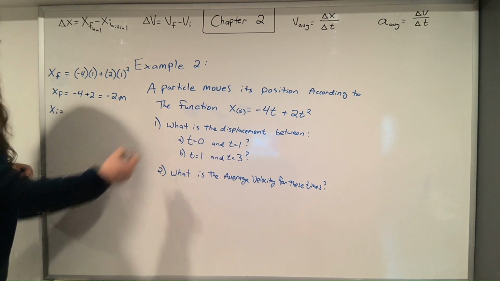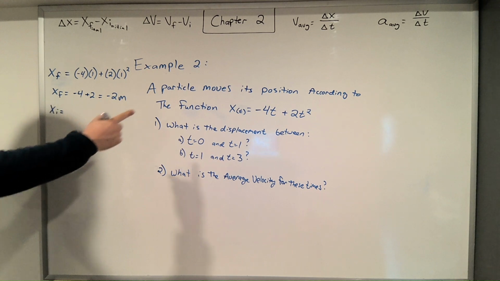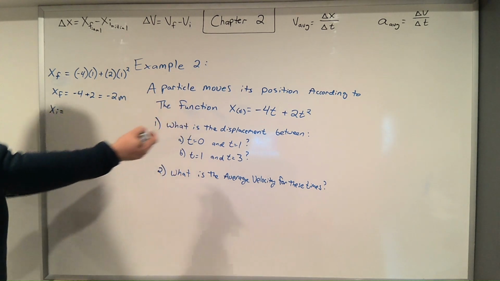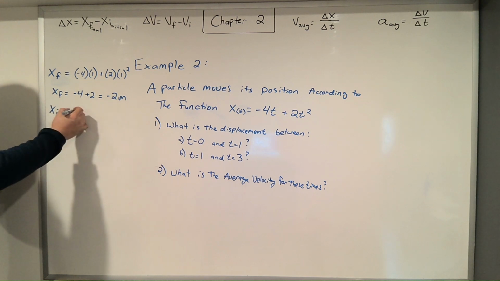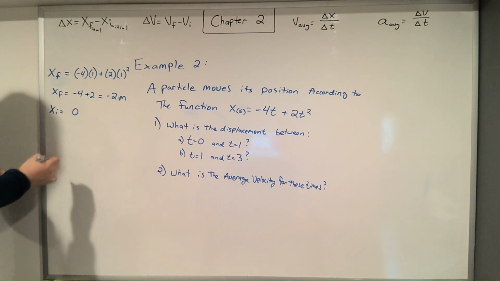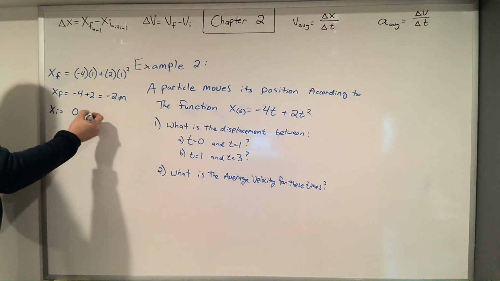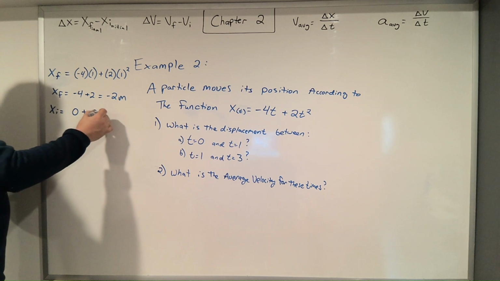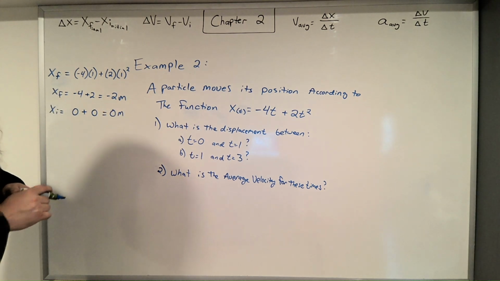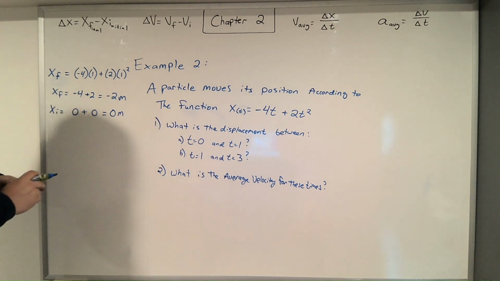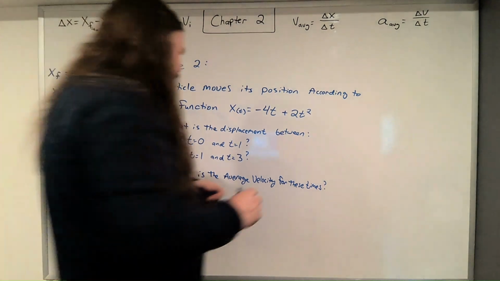Now it starts at t equal to 0. So if I plug in t is equal to 0 there, I'll get x at 0 is equal to negative 4 times 0. Negative 4 times 0 is 0. Plus 2 times 0 squared. 0 squared is 0. Anything times 0 is 0. It's 0 meters.